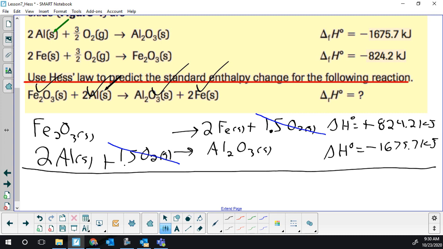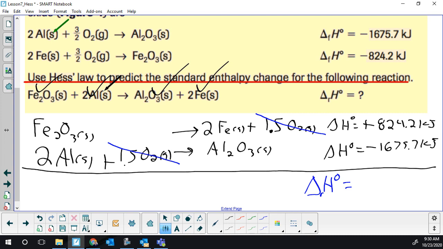And I have my iron oxide, my 2 aluminum, my 2 iron, and my 1 aluminum oxide. I'm just not going to write that out again. We have it written there already. Okay? But what I do want to do is determine this delta H. The delta H for this reaction under standard conditions is just the sum of these. This plus that.